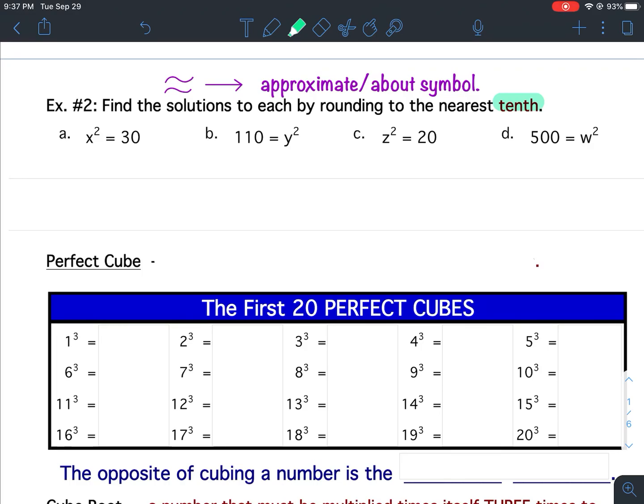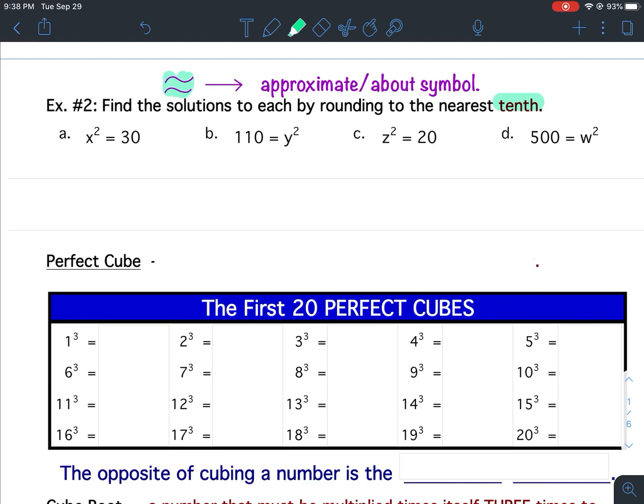Well, the reason why we have to round on these is because, unlike example number 1, where the original numbers are all perfect squares, in example 2 the original numbers are not perfect squares. And if you remember correctly, when you take the square root of a number that's not a perfect square, you get an irrational answer. Because it's irrational, we're going to have to round it.